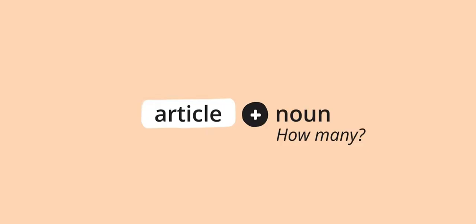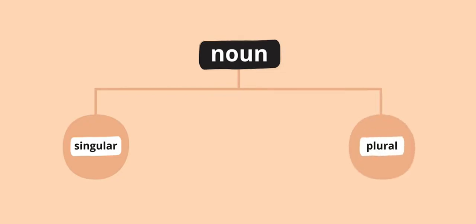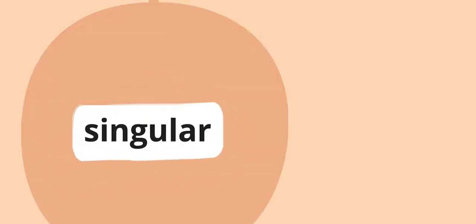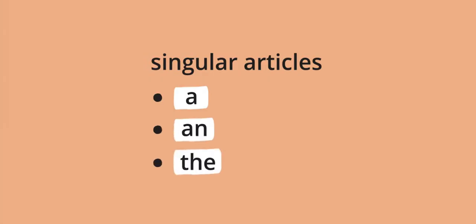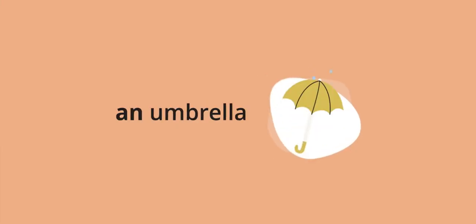Which article do we use? It depends on how many nouns there are. Nouns can be singular or plural. Singular means one. Singular articles are a, an, and the. For example, a book, an umbrella, the sun.